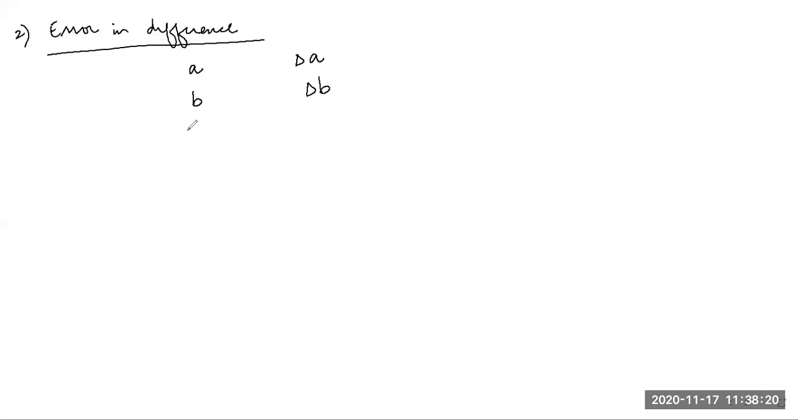So now I will see the second case, that is error in difference. Similarly, students, I define some quantity A, and delta A is the absolute error in the measurement of A. I define another quantity B, and delta B is the absolute error in the measurement of B. Now I define X equal to, yes Ishma, how will I define X? Now I want to subtract these two quantities. So what will be X, Ishma?